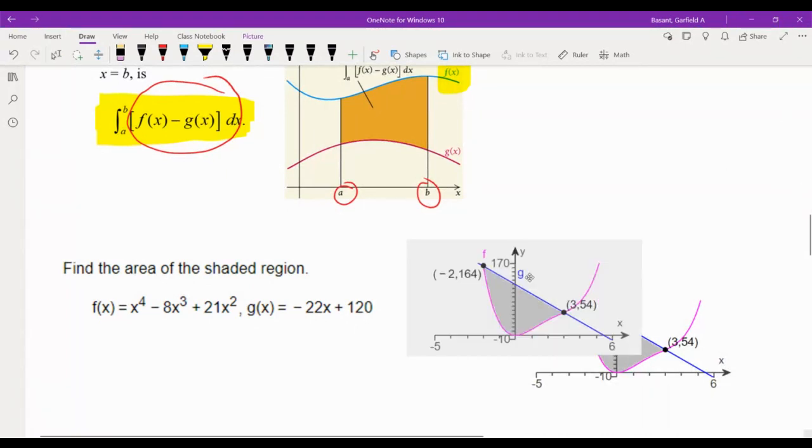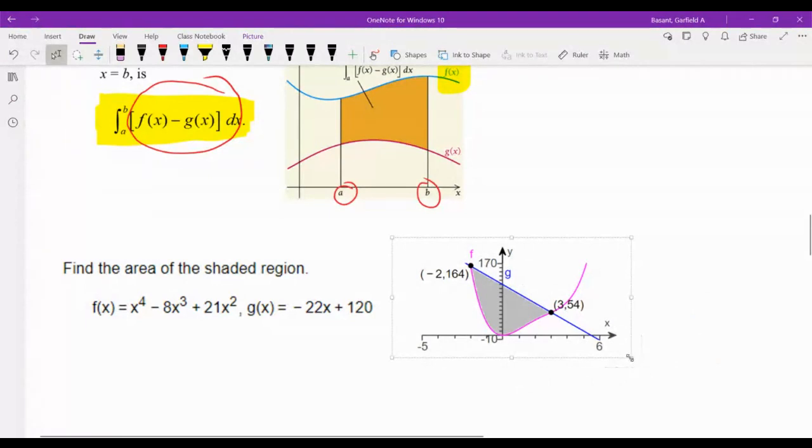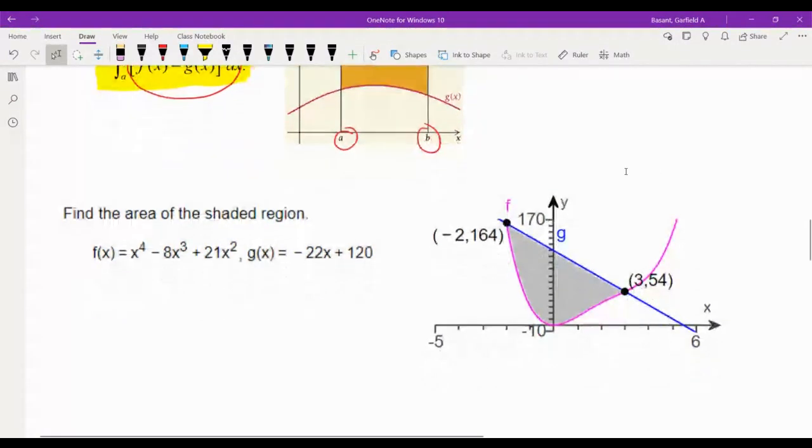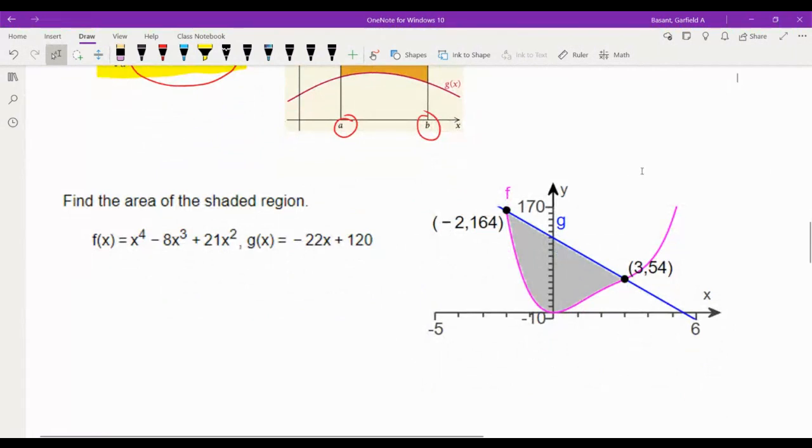All right, so here's number 3. And the good news is they gave us a graph. A lot of these questions, they don't give us the graphs. Right? So find the area of the shaded region.